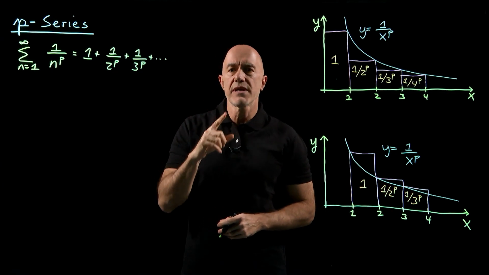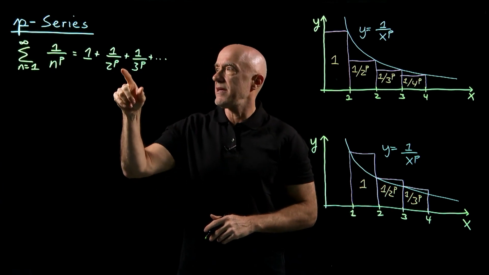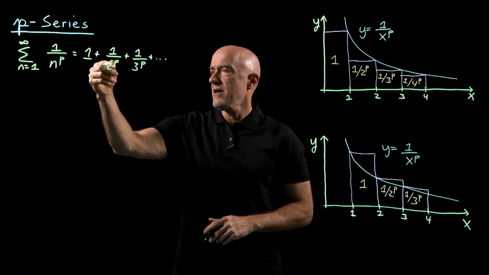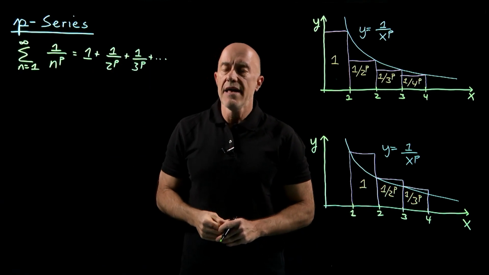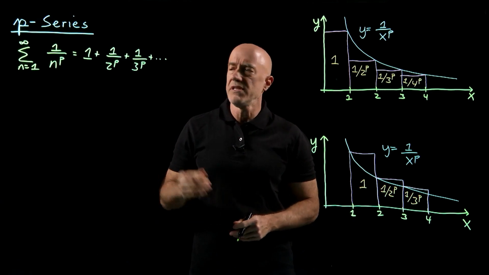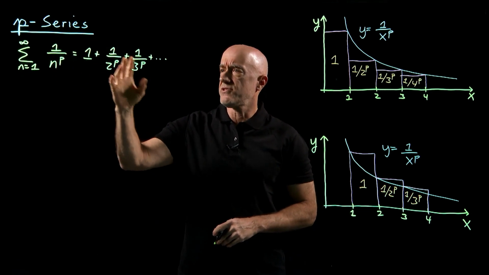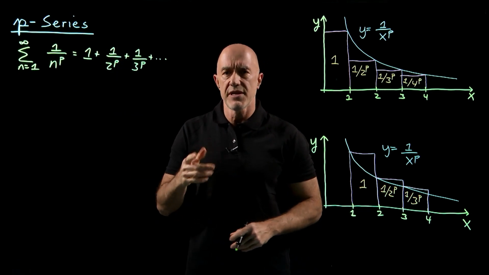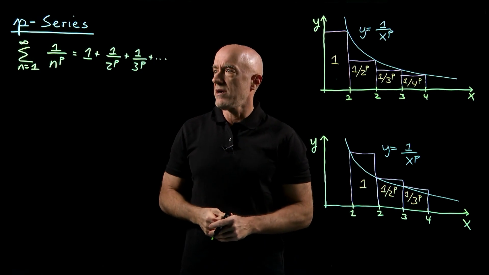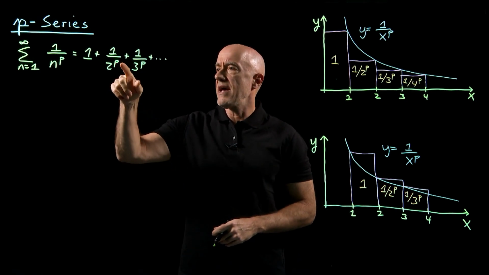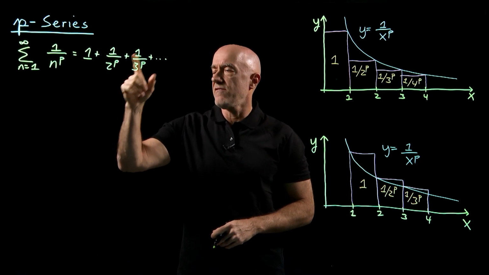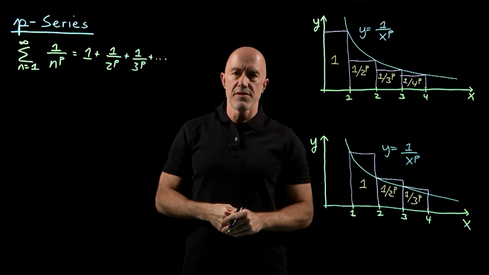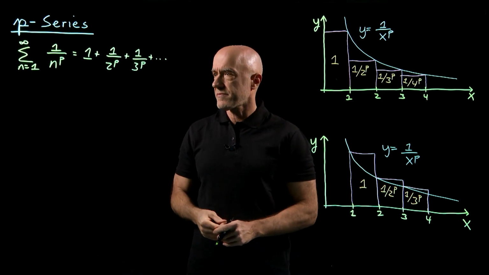So the first thing we can see is that if p is a negative real number, then the terms in this series are growing, and it must diverge, because for an infinite series, we need the terms to go to 0 for it to converge. So p has to be positive, and the larger the value of p, the faster this series will converge.